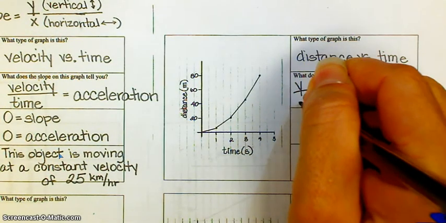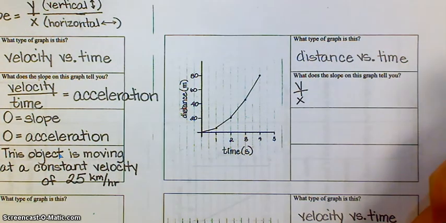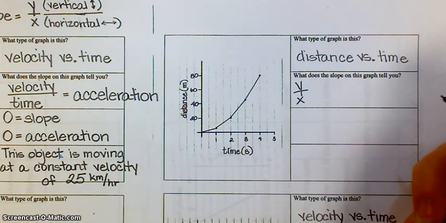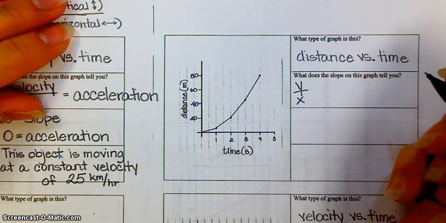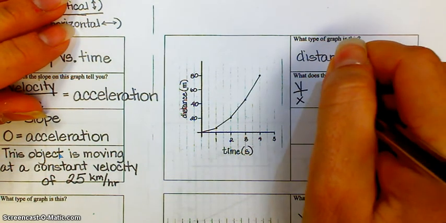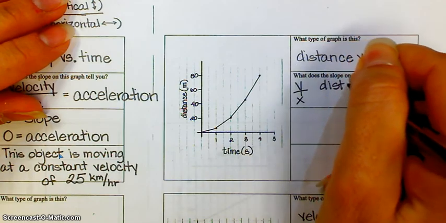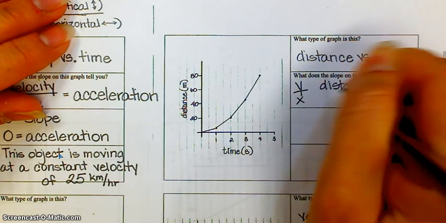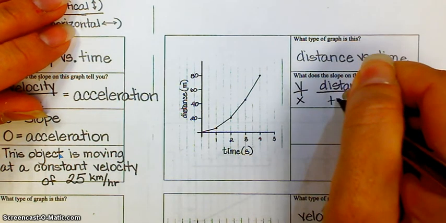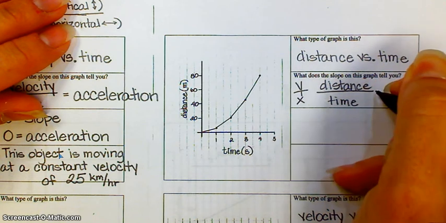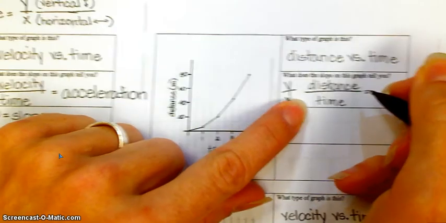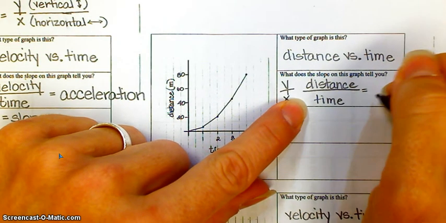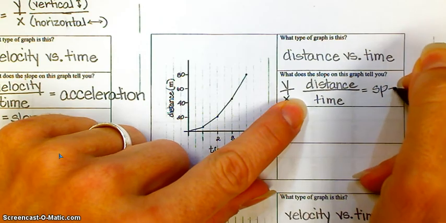Well, your slope is y values over x values, right? What are your y values? Distance. And what are your x values? Time. And when you say distance divided by time, what do you come up with? That calculates speed, or velocity.